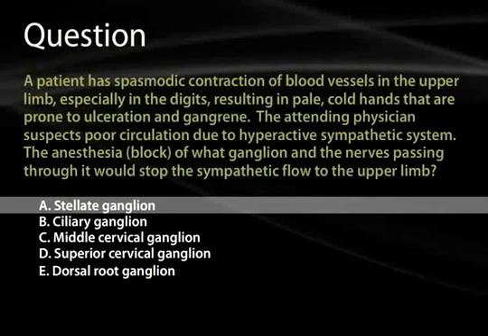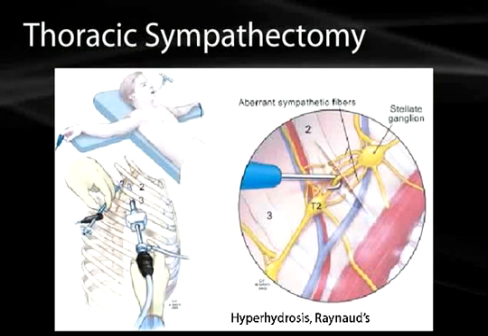The ciliary ganglia is associated with the eye. The middle cervical ganglia is associated with some of the major vessels of the neck and the skin of the neck itself. And superior cervical is the last stop for sympathetics on the way to the head, and the dorsal root ganglia is a sensory ganglia that would not be involved in an autonomic response, because autonomic things are motor, and that's a sensory one.